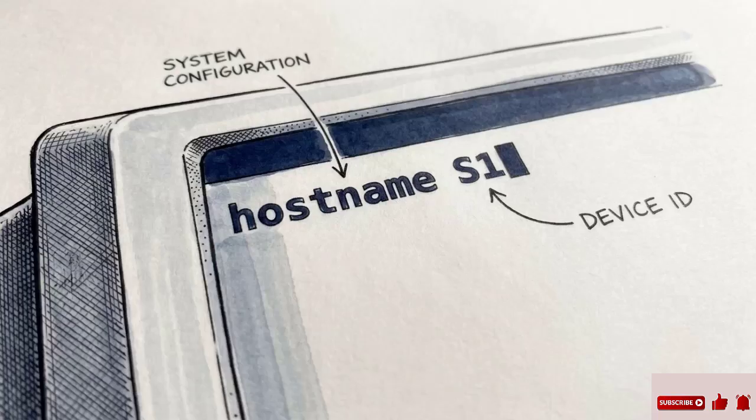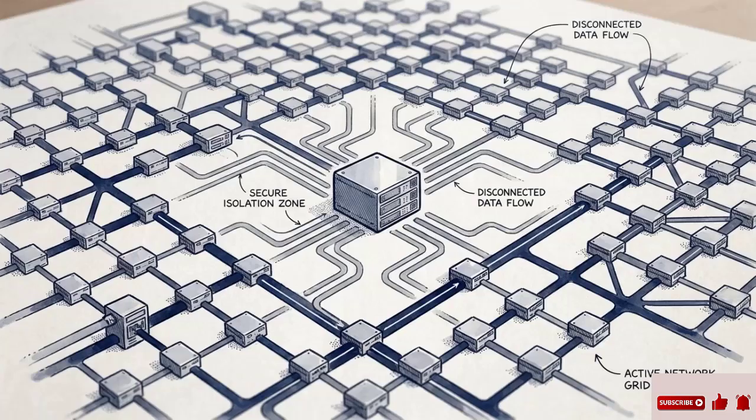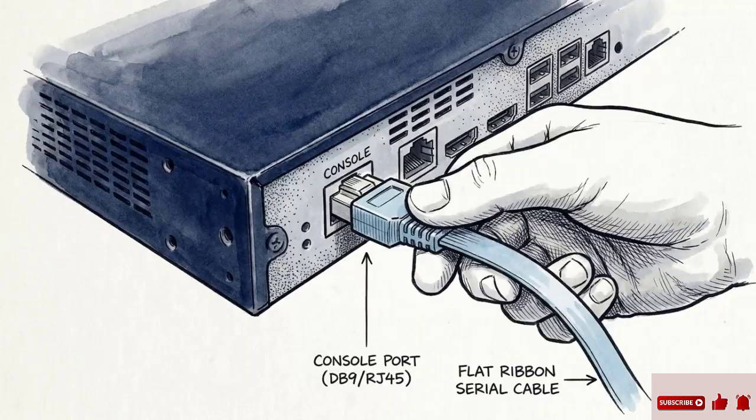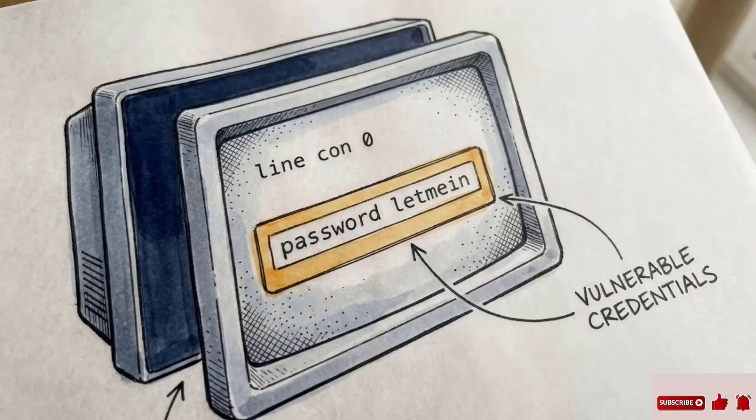From there, we enter global configuration mode to assign a unique hostname. In a complex topology, relying on default names is a quick way to accidentally reboot the wrong core switch during a maintenance window. Once the identity is established, we secure the physical serial connection. We enter the line console 0 sub-configuration mode and define a password for the port.